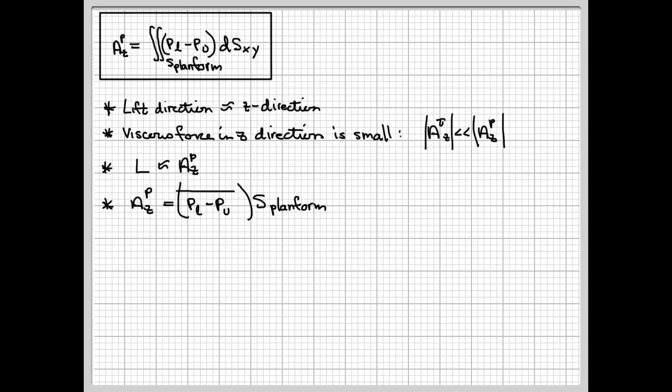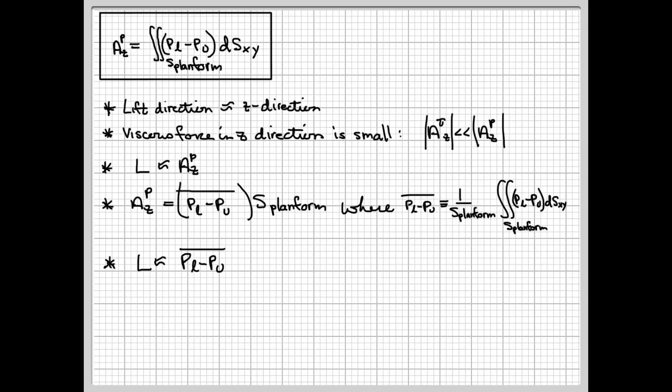Okay, now we can go one step further and define an average pressure difference, where this average pressure is 1 over the planform area times the pressure difference integrated over that planform area. So I can think of AZP as being equal to the average pressure difference between the lower and upper surface multiplied by the planform area. Okay. So because the lift is very much dominated by AZP, then I can say the lift is approximately equal to the average pressure difference between the upper and lower surface multiplied by the planform area.